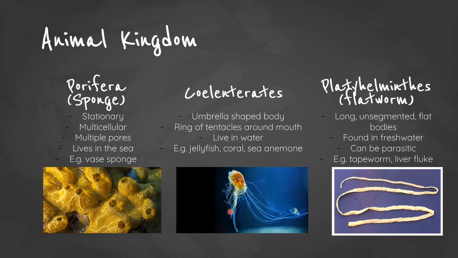The next group is the Coelenterates that have an umbrella-shaped body. They also have a ring of tentacles around the mouth and live in water. An example of a Coelenterate is a jellyfish.